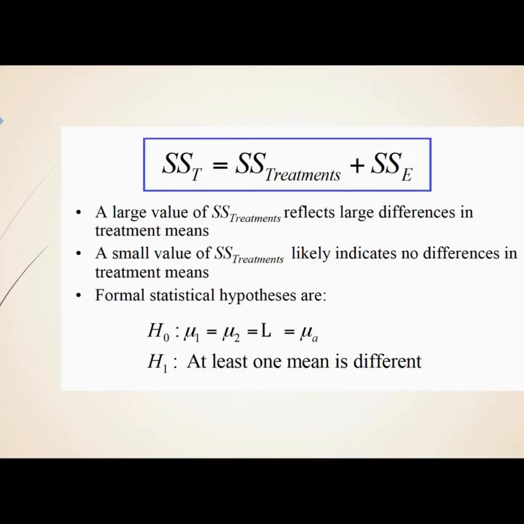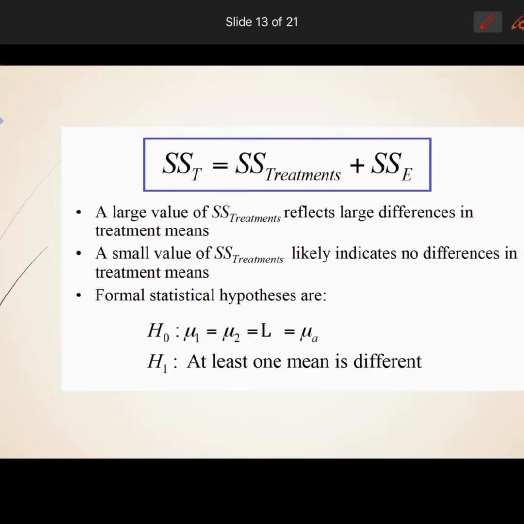All right, so this is a very fundamental ANOVA identity here, and as we can understand, a large value of the sum of squares of treatments reflects that the treatment means are very different from each other. If they are very close, then the variation of each treatment mean from the overall mean would almost be the same, right?